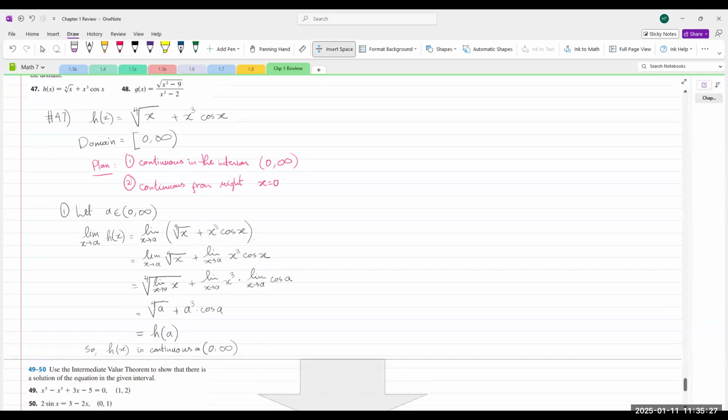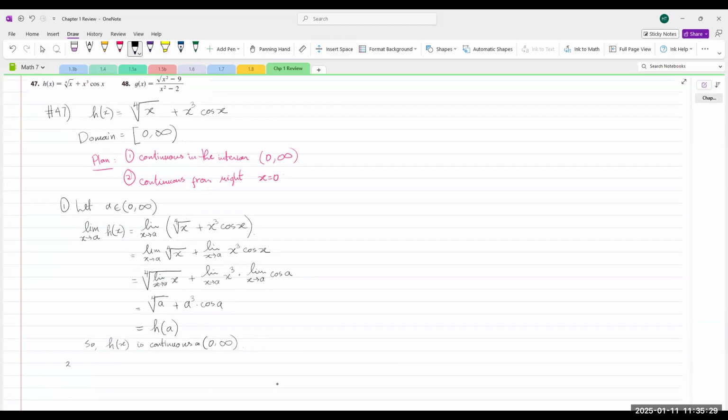The second part: what happened at the endpoint? Okay, what happened at the endpoint? Limit as x approaches 0 from the right-hand side. You see, because the interval is from 0 to infinity, right? Okay, so we cannot check the limits from both sides of 0 because it is undefined on the left-hand side. We can only do the continuity from the right. We are checking the continuity from the right only.